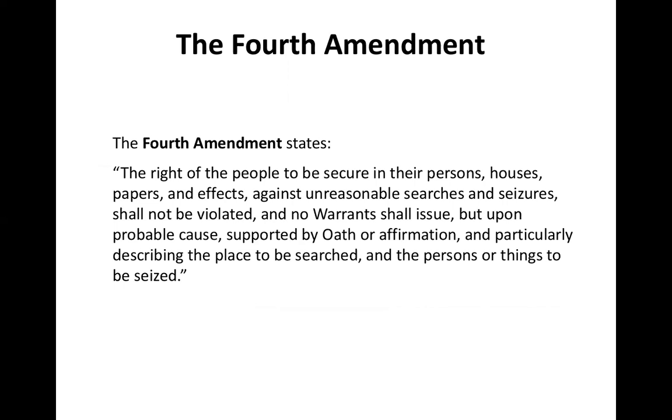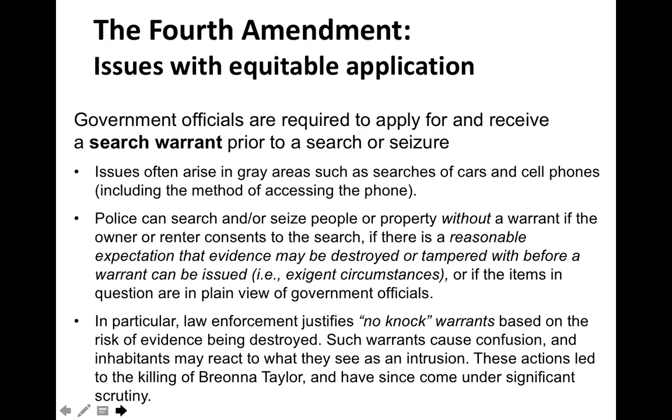So, searches have to be with warrants unless they fall under warrant exceptions, which your book does discuss some of them. They got to have probable cause, meaning that a police officer can articulate to a court why we need to search the place, what do we expect to find, and how was it used in a crime. So there's issues with equitable applications of this, right? Because they have to apply for and receive a search warrant prior to a search or seizure.